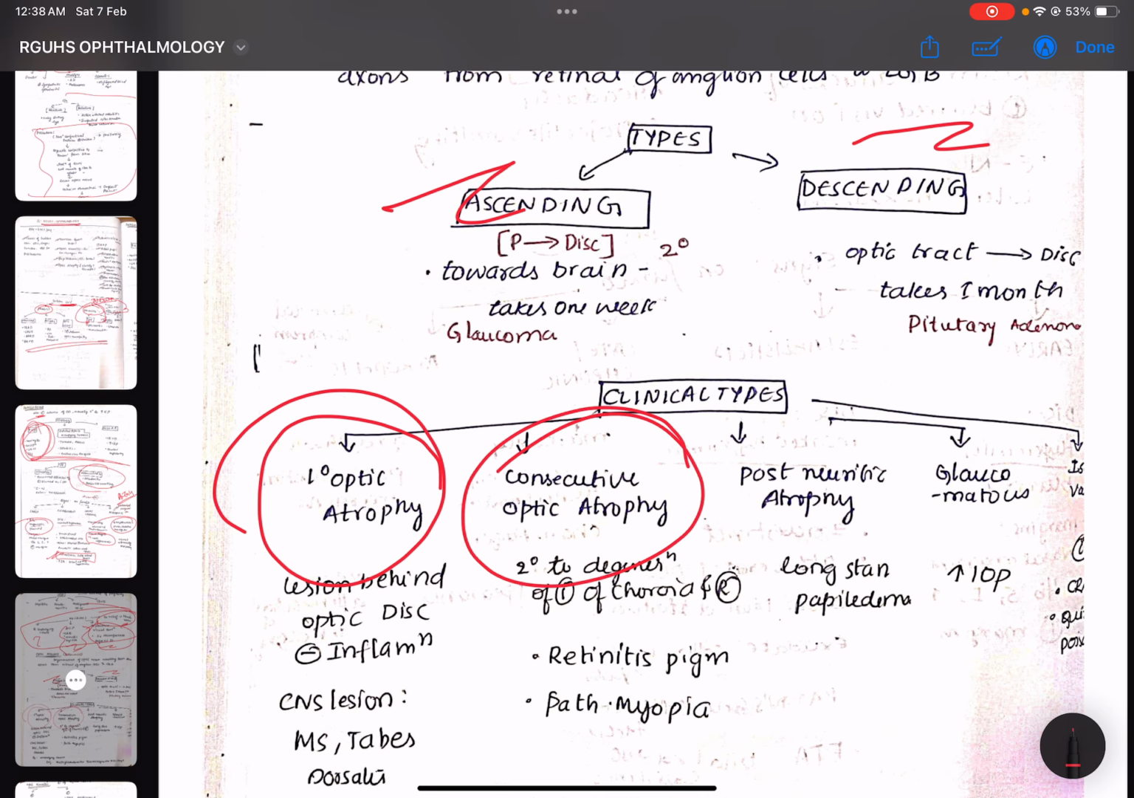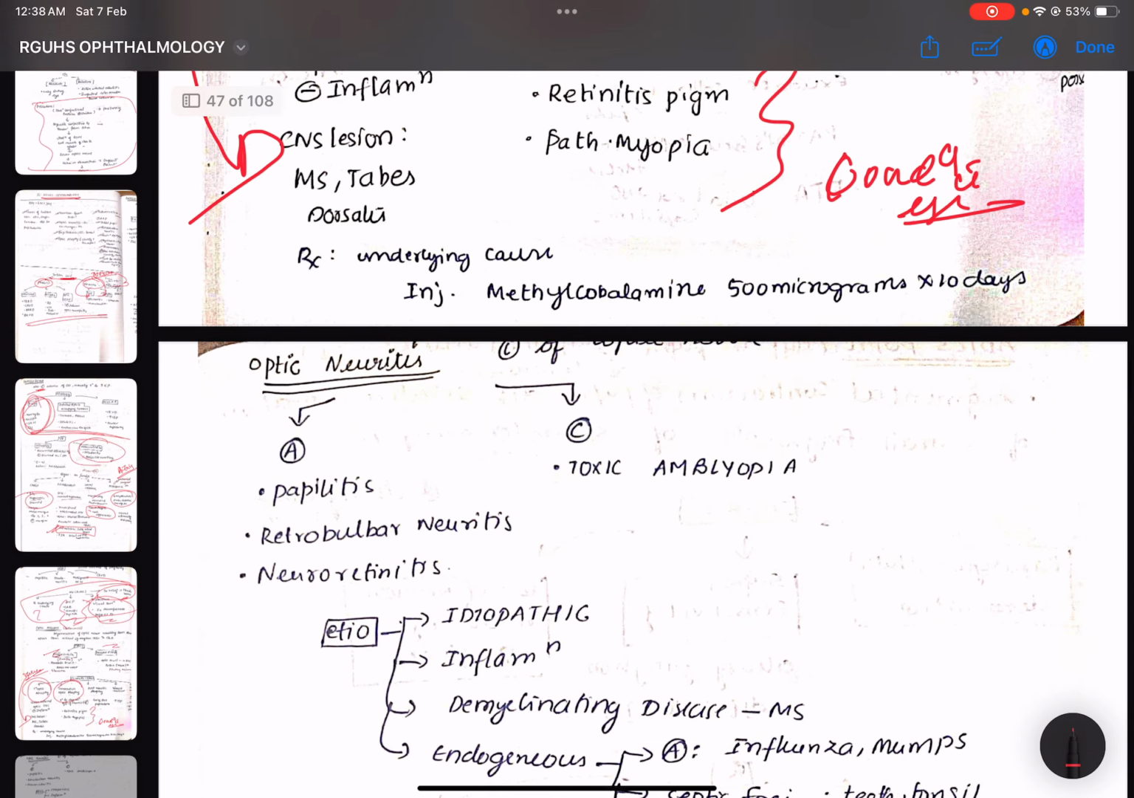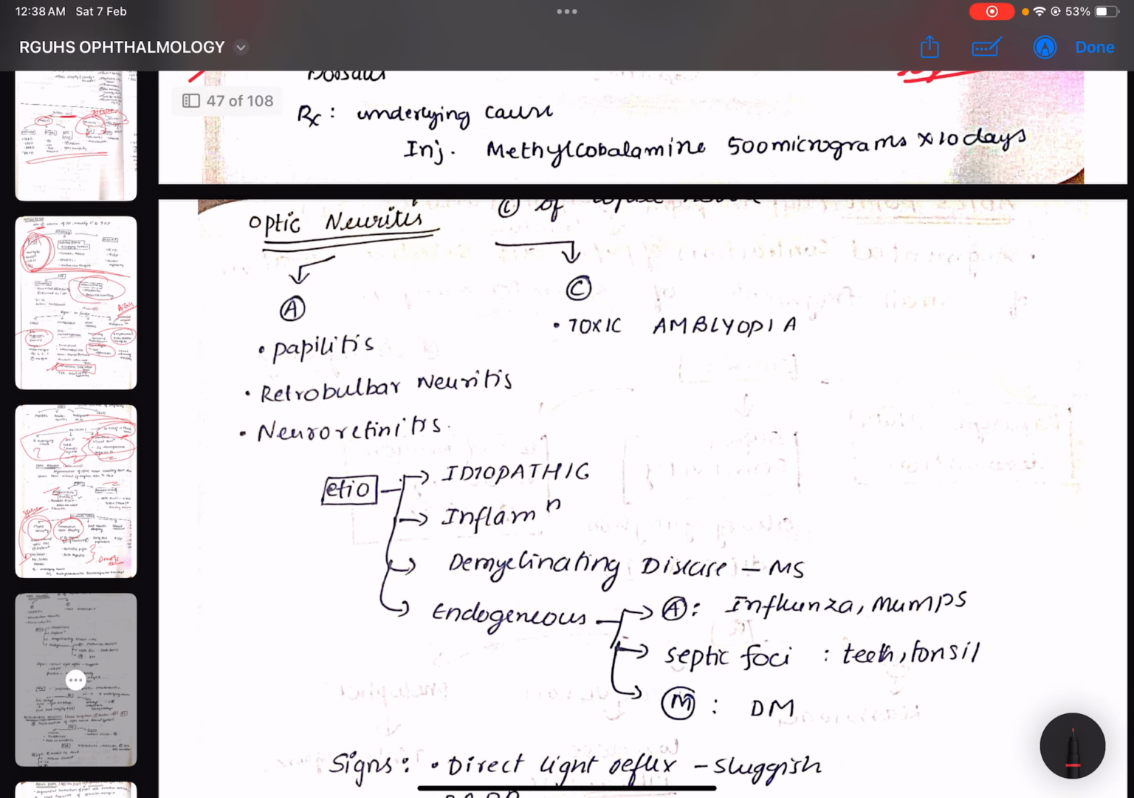Primary is something to do with disease of the nerve itself, that is a CNS lesion, which you need to discuss. Secondary is again due to some other conditions in the eye. Okay, and this is the cause of optic neuritis. So to understand optic neuritis, the anatomy or course of the optic nerve is something you need to know.